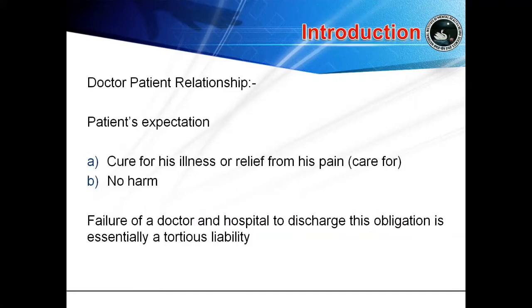So, introduction about medical negligence. See, as you know, the doctor and patient's relationship actually stems from the expectation of the patient or the client, we can say now. They expect that they are coming with a problem or an illness. They want a cure for the illness. Or if a cure is not available, they would like to have relief from their pain. Or else care. If the cure is not there, care. But the issue here is, they also expect there should be no harm done.